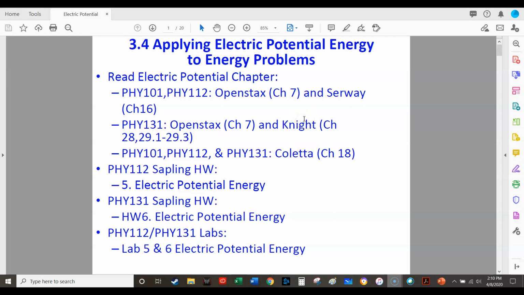Hi everybody, we're going to be moving on with electric potential energy, and this is the last part of the voltage and electric potential module. If you haven't done the reading, again, read Coletta chapter 18, OpenStax chapter 7 in the College Physics OpenStax, and University Physics OpenStax, that's also Chapter 7. This is related to Homework 5 in Physics 112 and Homework 6 in Physics 131.